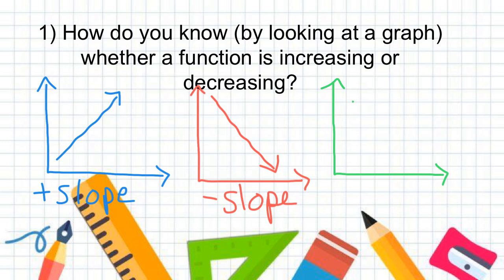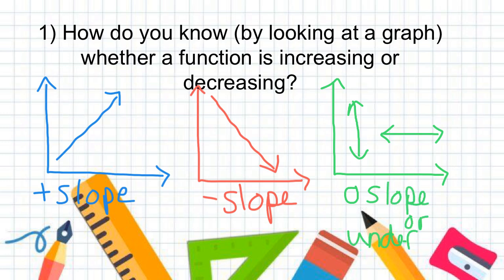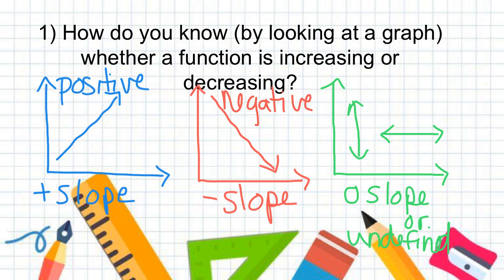So it might look like this, that's constant, or it might look like this, that is constant. So in this one, I either have zero slope or undefined slope. But just by looking at this, I can tell this one is positive, this function is negative, and this function is constant.